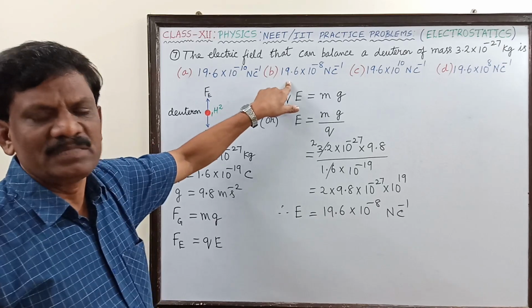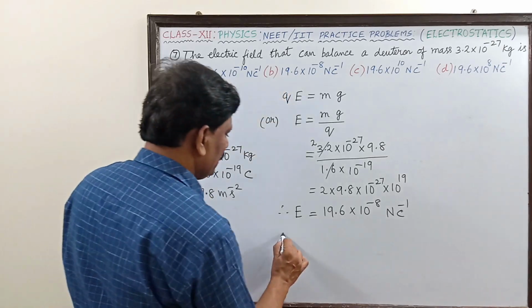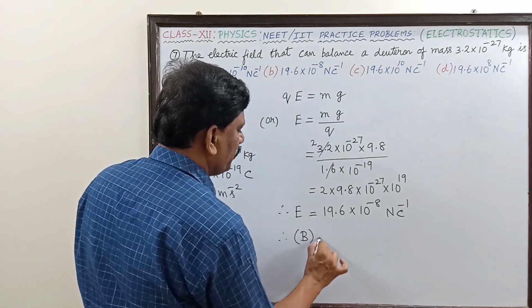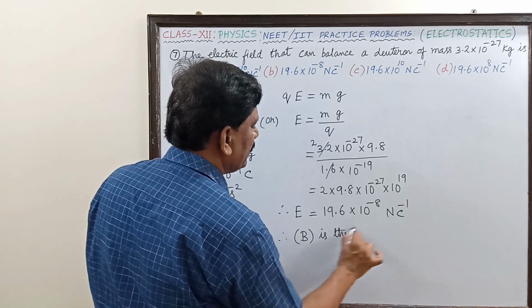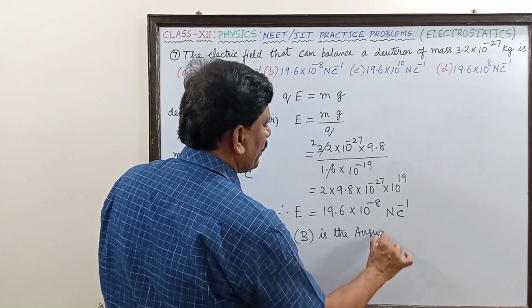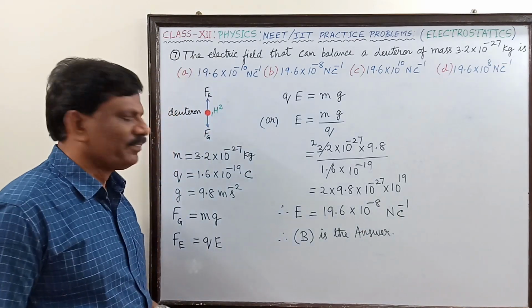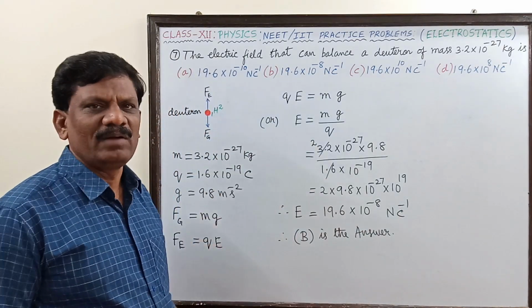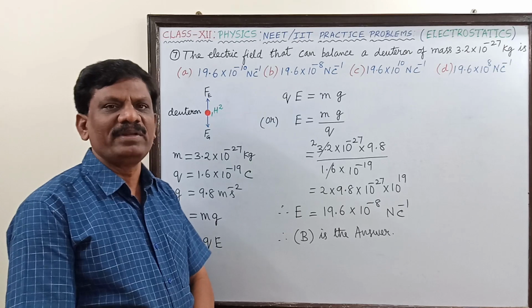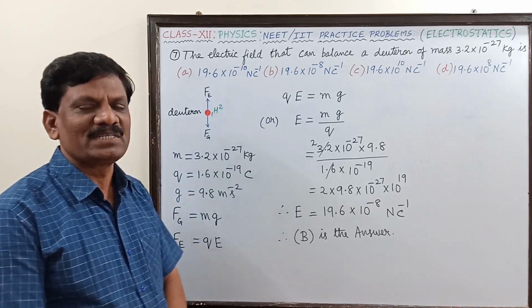So option B must be the correct answer. Okay. Therefore, option B is the correct answer. So this is a very simple numerical problem, but has been asked many times in the previous competitive exams. I hope you must have understood them fine.